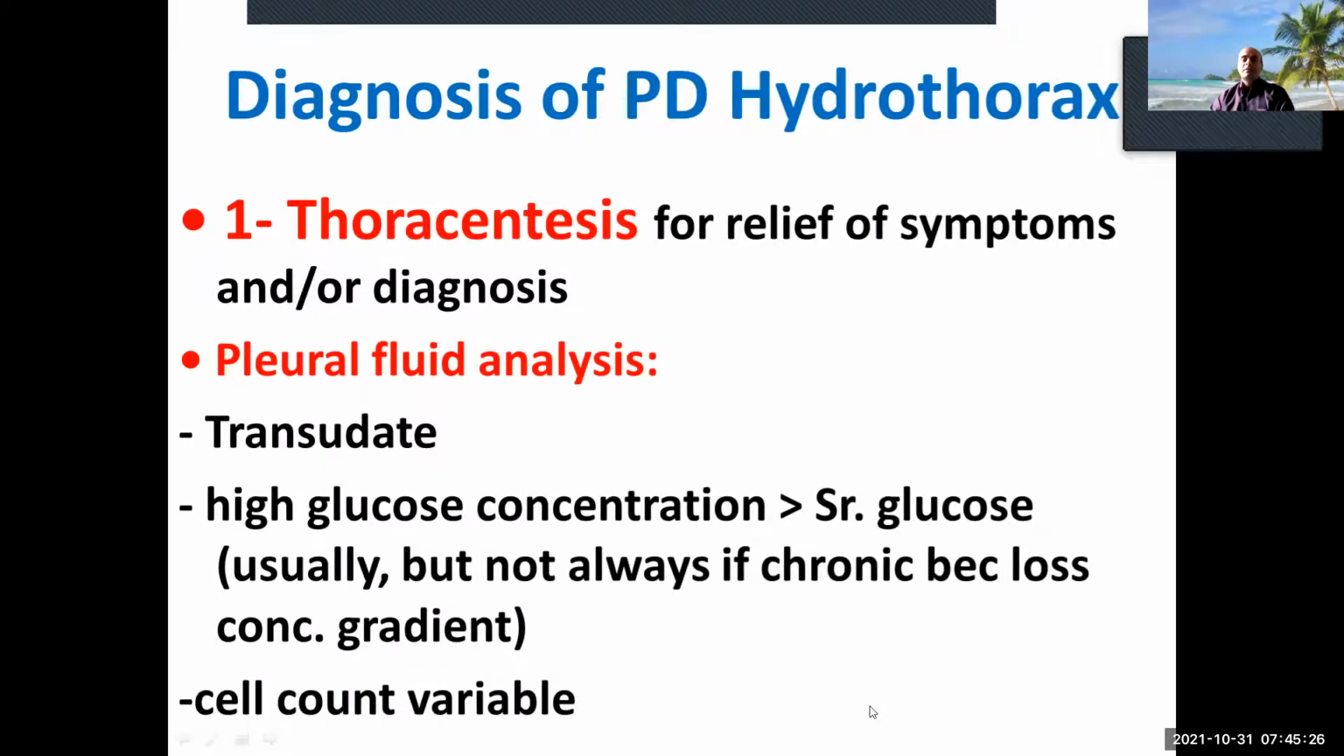Diagnosis. What is the next step? What will you do next after the chest X-ray? I discover now a right hydrothorax. As a second step, I will do thoracocentesis, therapeutic and diagnostic, just to relieve symptoms and for diagnosis of your patient. We'll send this fluid for analysis. We'll see if it's a transudate or other.